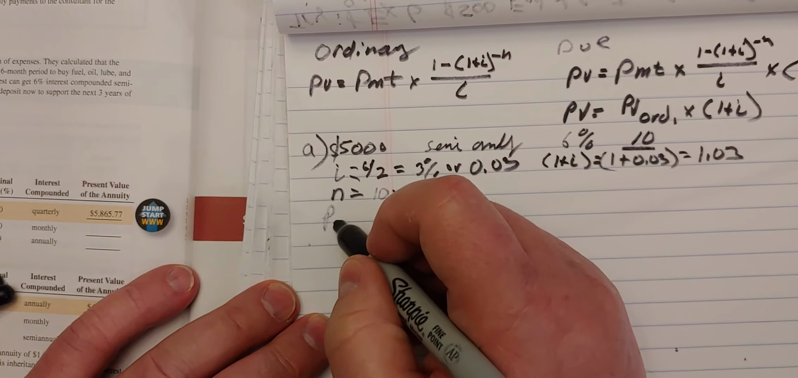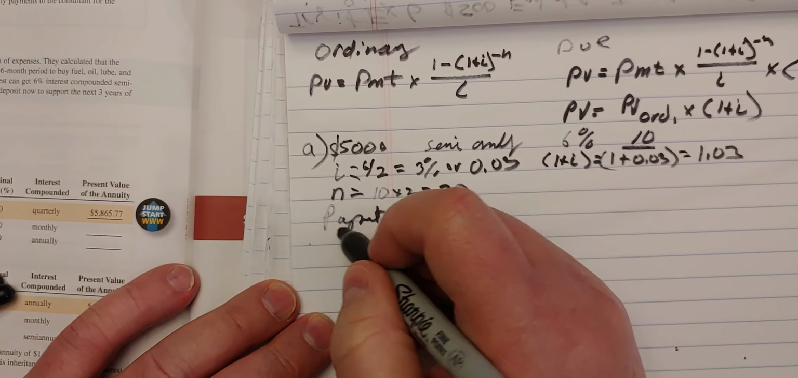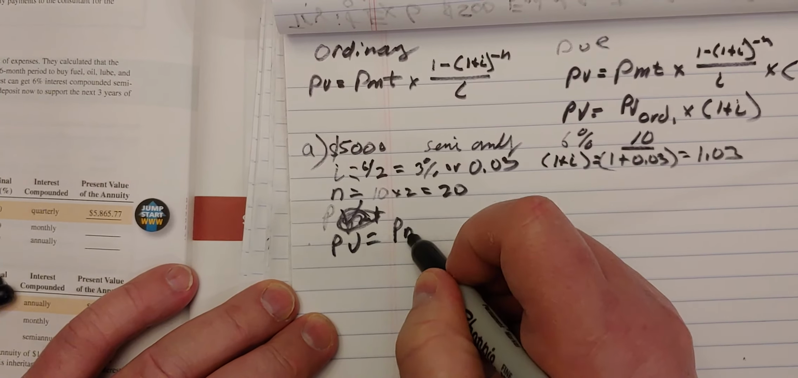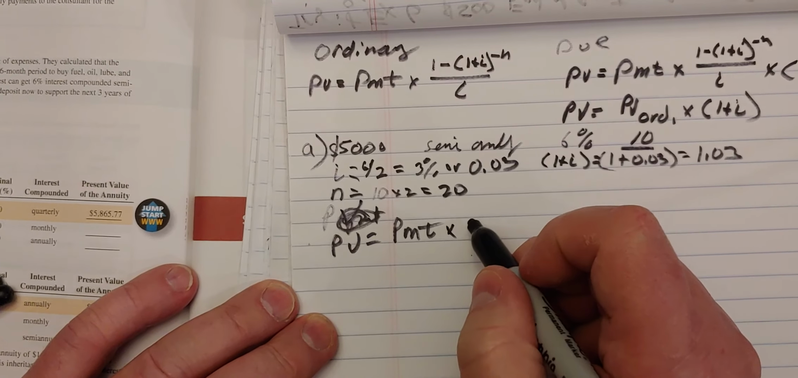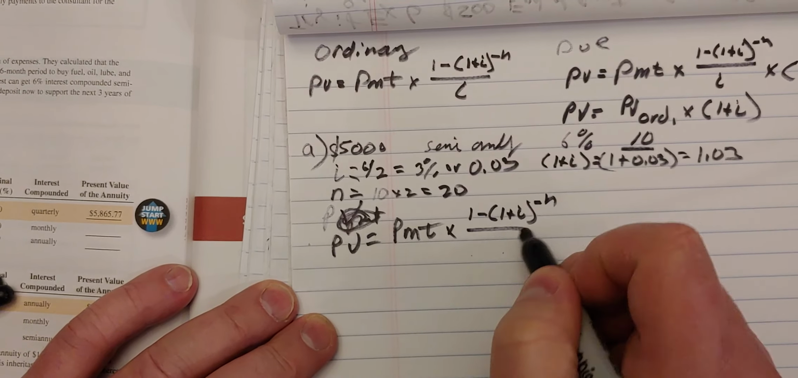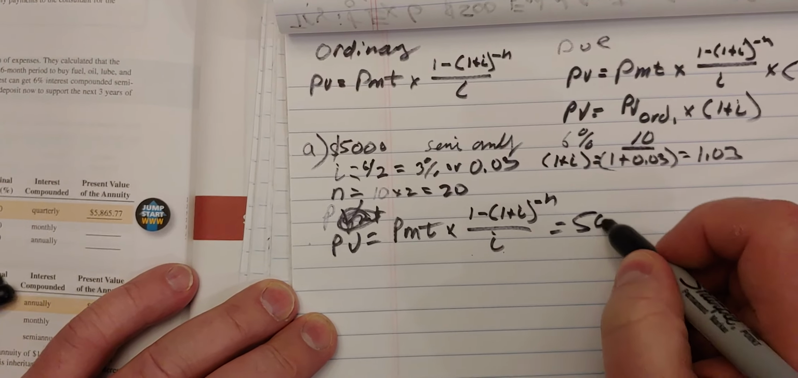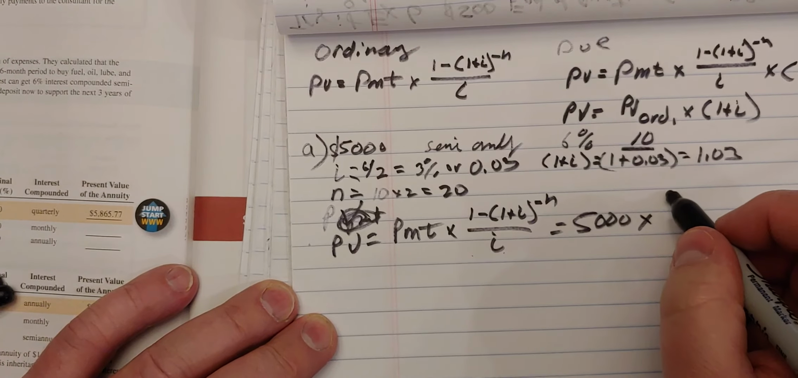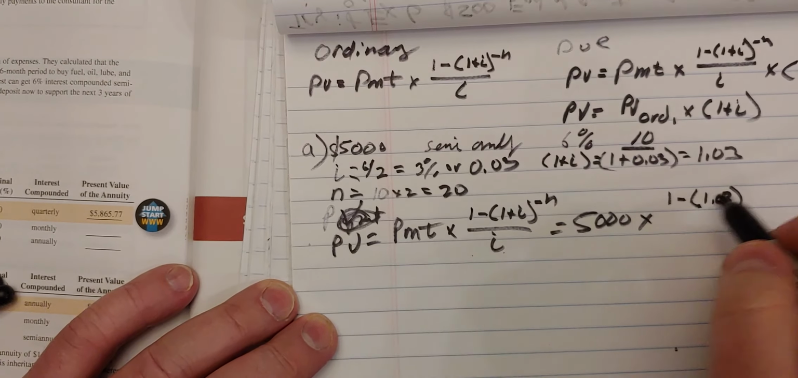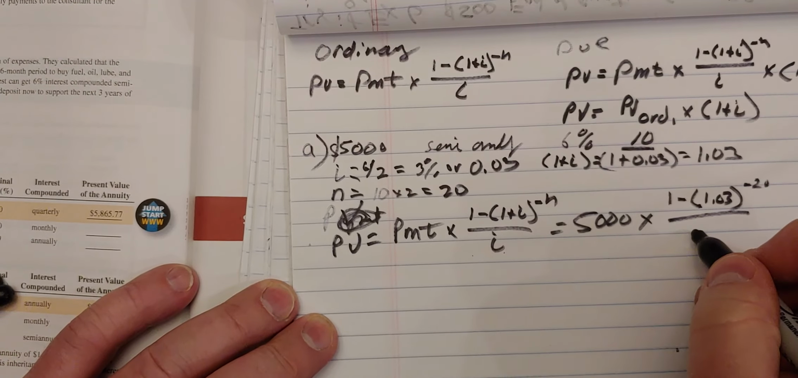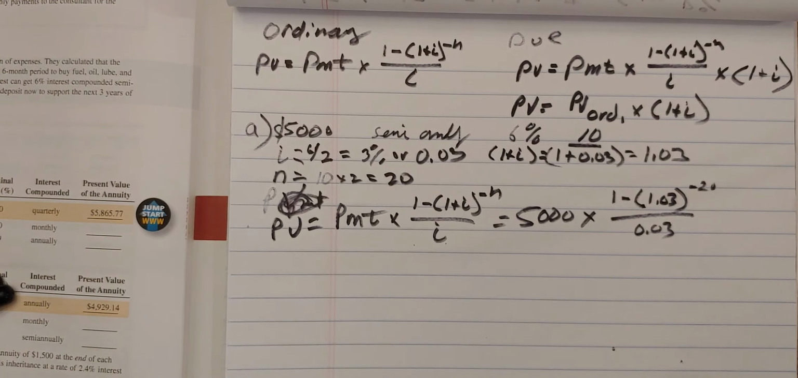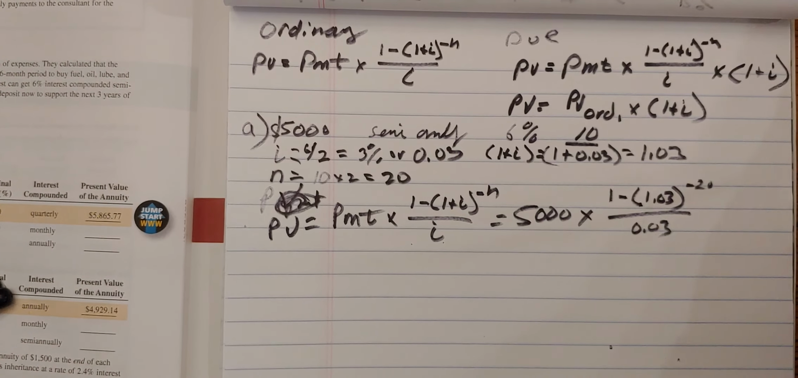So the payment, or I'm sorry, the present value, let's start over. The present value equals the payment times 1 minus 1 plus I all to the negative n all over I, which is the payment of $5,000 times 1 minus 1 plus I, we said is 1.03, raised to the negative n, negative 20, all over I, which is 0.03. All right, so let's punch that into our calculators.